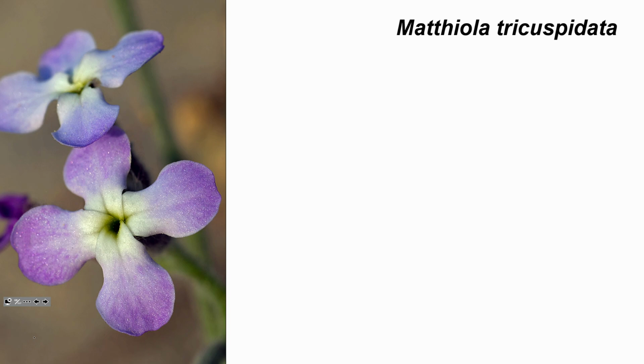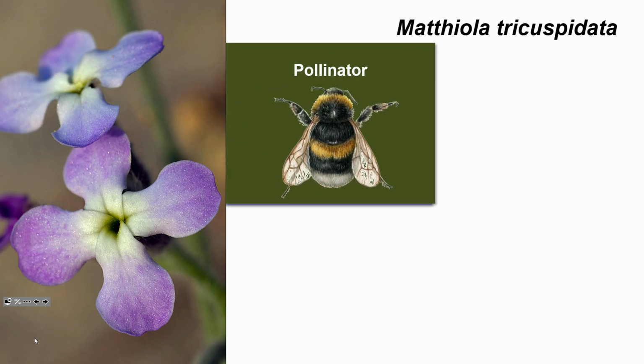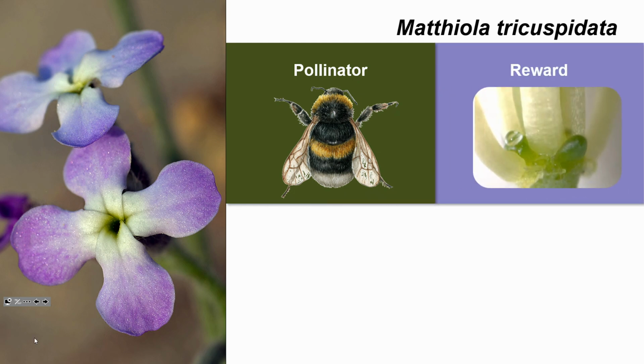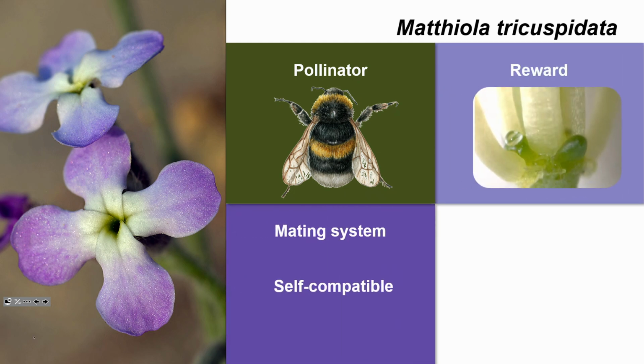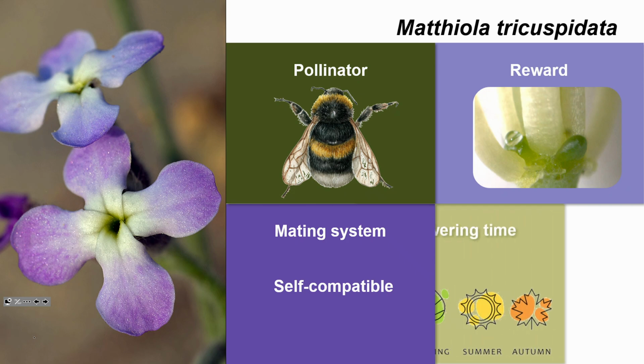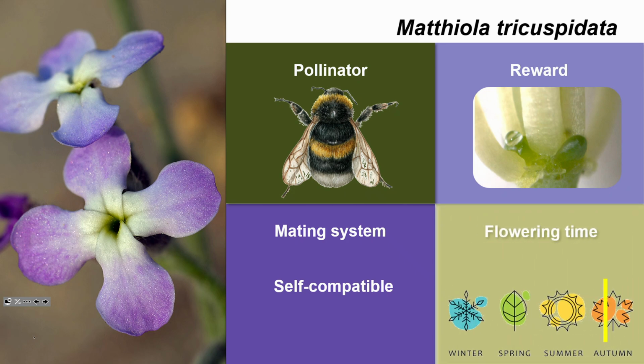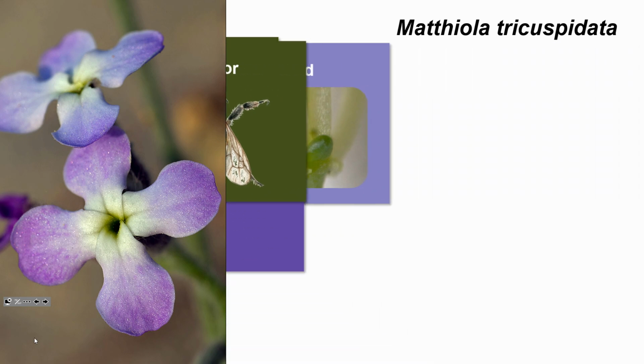So we're now going to dive straight into Matthiola tricuspidata and those results to see how they compare between the two species. So Matthiola tricuspidata is a plant that is predominantly pollinated by bumblebees. It offers nectar as a reward, and its mating system is self-compatible even though it's from the Brassicaceae family. Its flowering time is in early spring. In southern France, the beginning of flowering is sometimes in March, maybe April if it's a particularly unfavorable year.